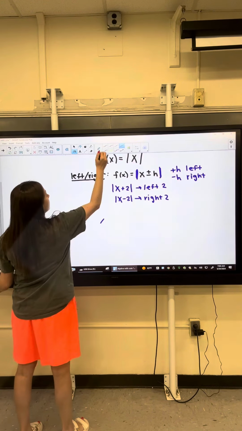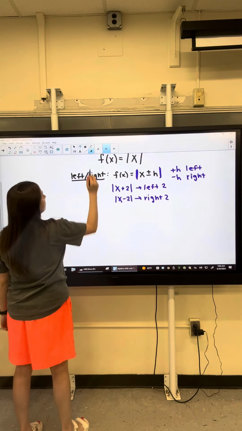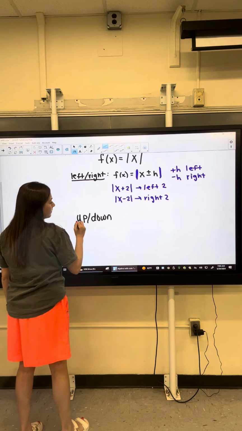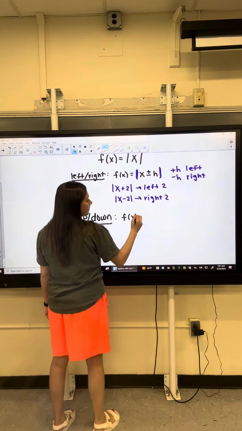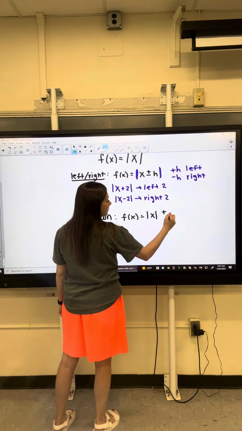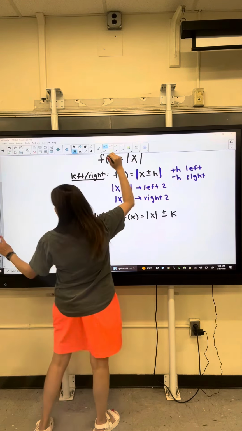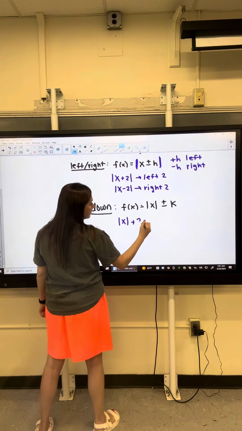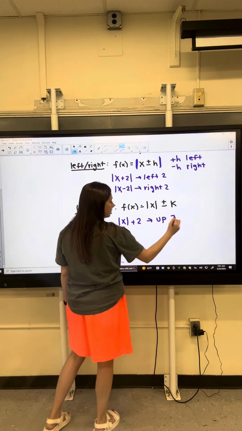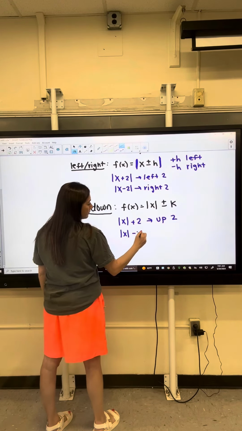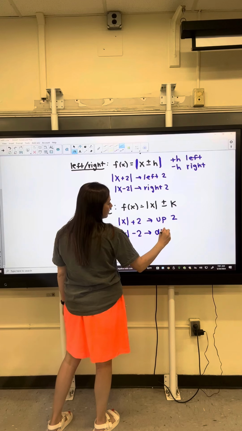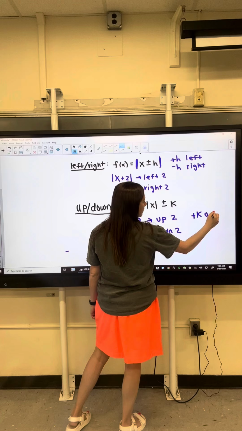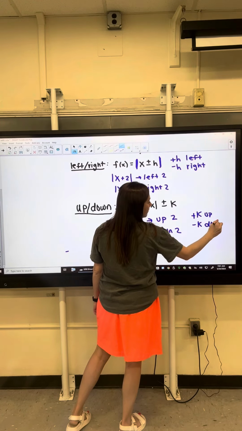Okay, so what if we want to move it up or down? If we want to shift it up or down, that's going to happen when the number is outside of the symbol. So in this case, we have the absolute value of x plus or minus k. So you see how the plus or minus k is outside the symbol? When we have the absolute value of x plus 2, that means we're going to shift the graph up 2. And when we have the absolute value of x minus 2, we're going to shift the graph down 2. So whenever it's outside the symbol, plus k means we're moving up, minus k means we're moving down.